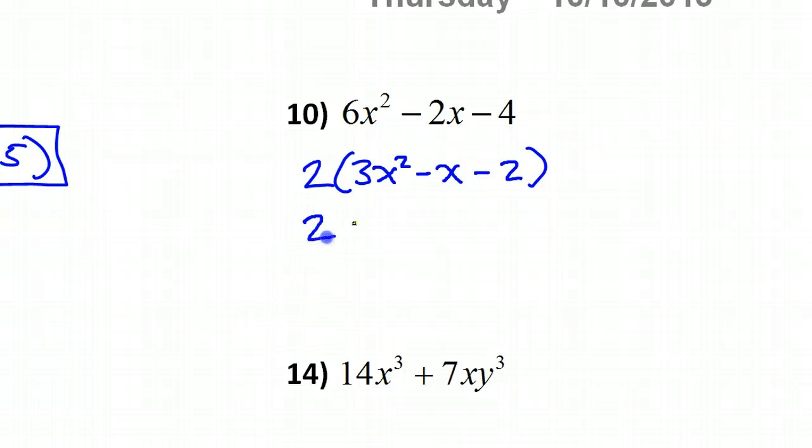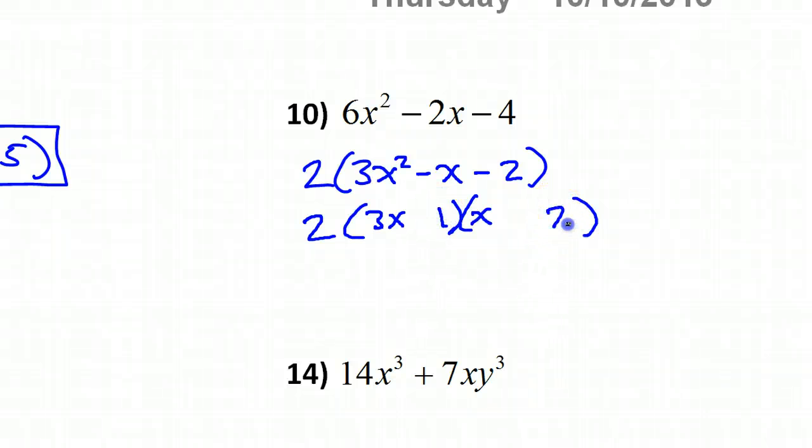3x squared can only be 3x and x. 2 can only be 1 times 2. But it might be 2 here and 1 here. Inner, we have 1x. Outer, we have 6x. Okay, look, I'm trying to get a negative 1, so this is not working right now. So let's switch it up and try putting the 2 here and the 1 here.